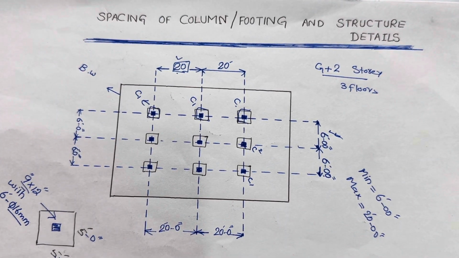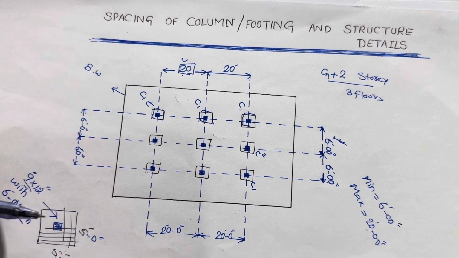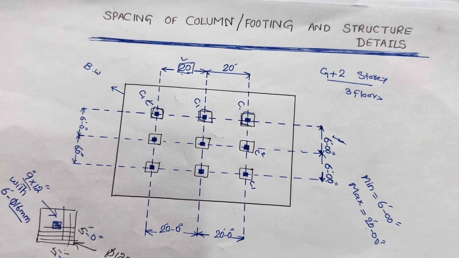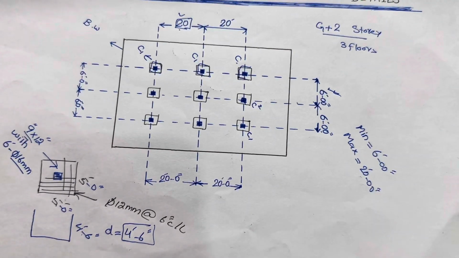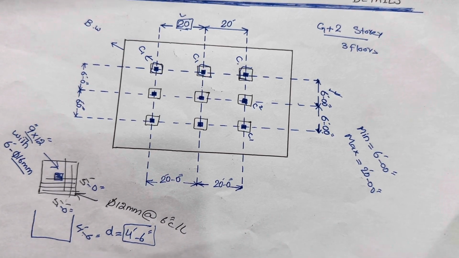If you see, guys, here we have main bars and distribution bars, so provide a single mesh. The diameter should be 12 millimeter with a spacing of 6 inches center to center for main bars and distribution bars. Let me create its section.